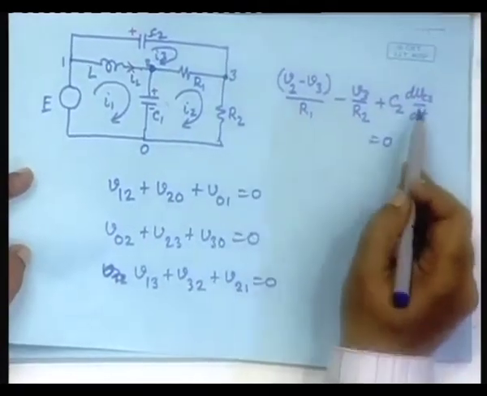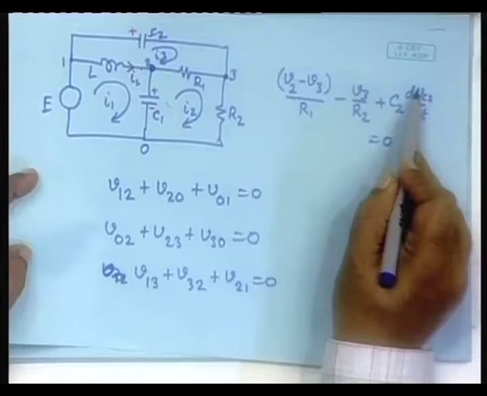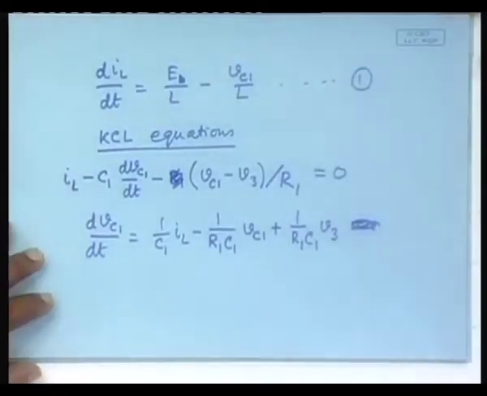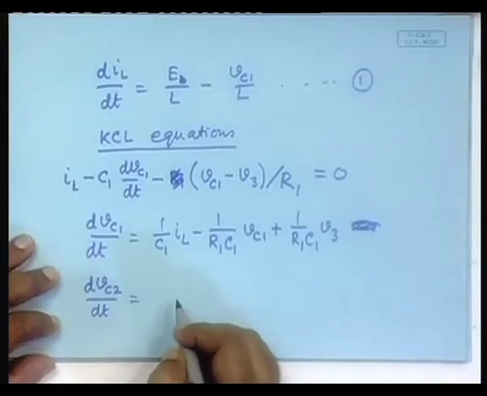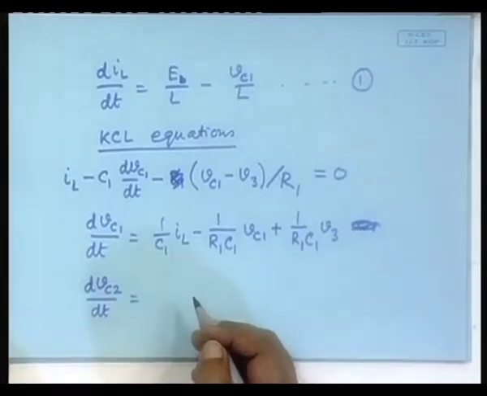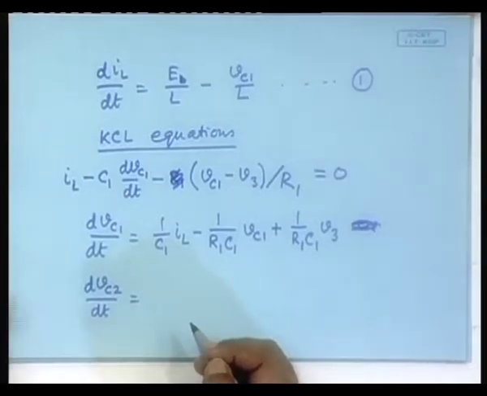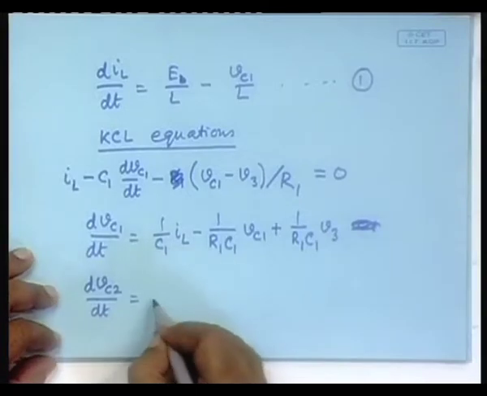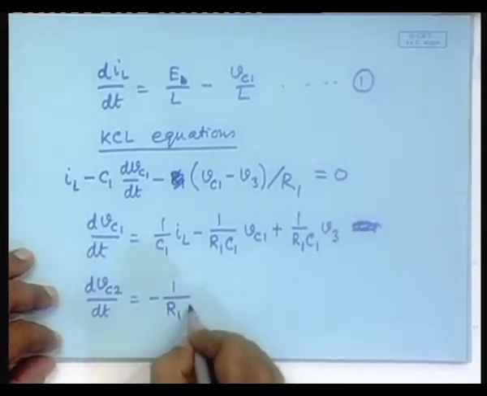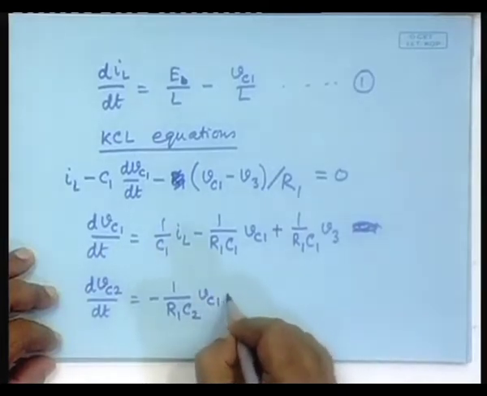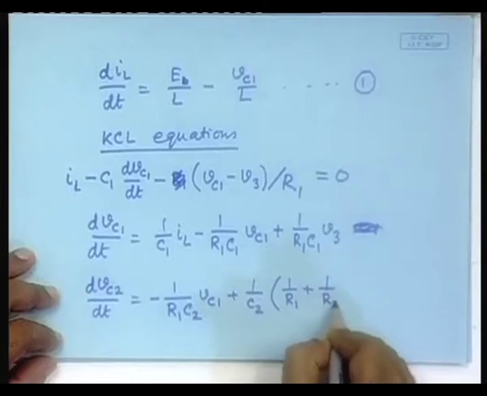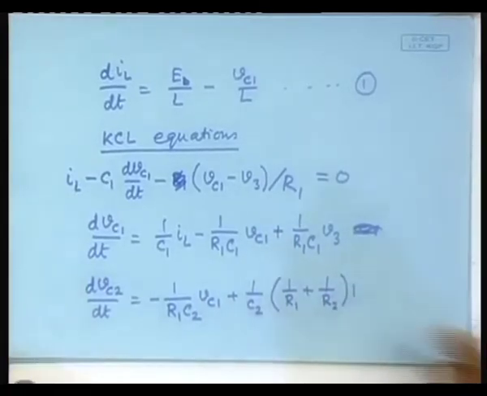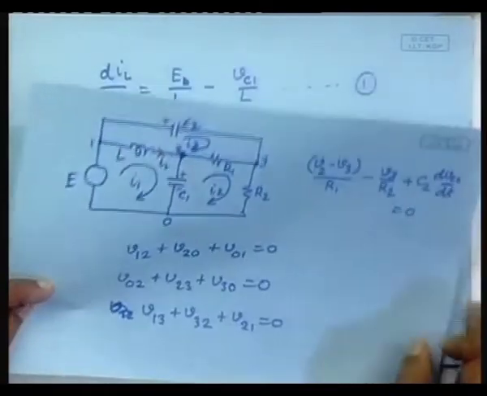So, just write down this equation in the proper form, so that you extract the differential equation out of it. This in the left hand side and the rest in the right hand side. dVc2 dt is equal to minus 1 by R1 C2 Vc1 plus 1 by C2 times 1 by R1 plus 1 by R2 times V3. Now, V3 is what?